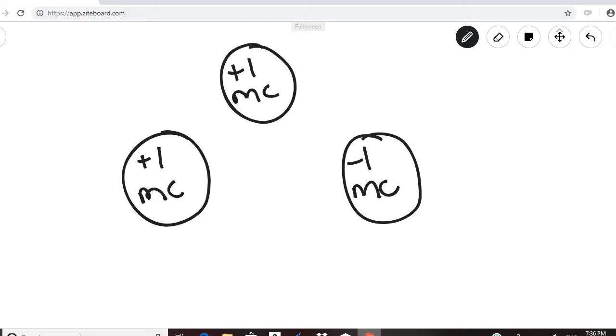What's going to happen? Well, if we look at these two, they're going to be attracted to each other. So these two will be attracted to each other, and these two will repel each other. So that one would move that way, and that one would move that way. And then we could look at these two, and again, they're going to repel each other. So they would move this way and this way.